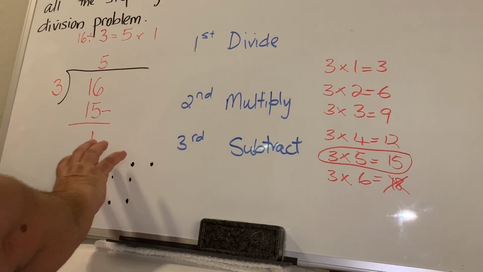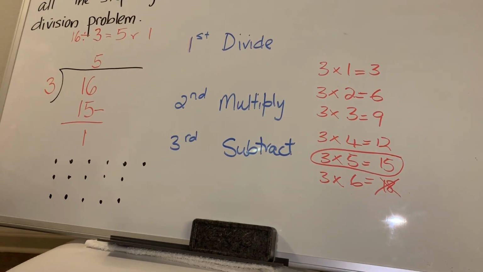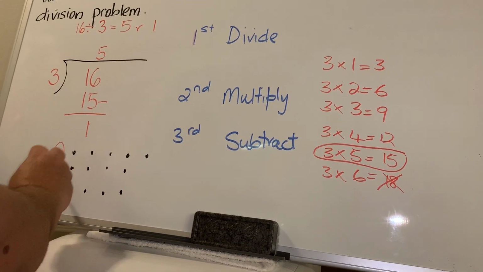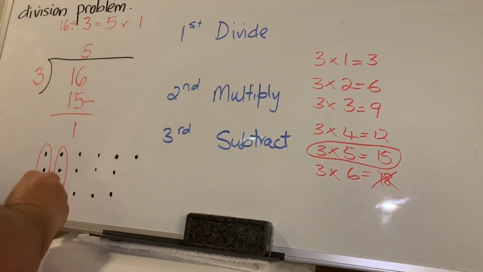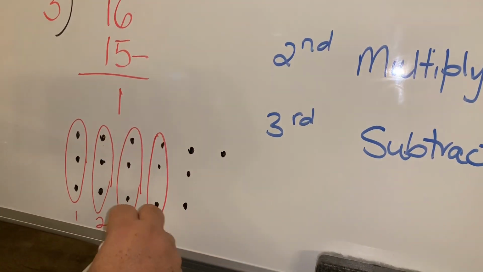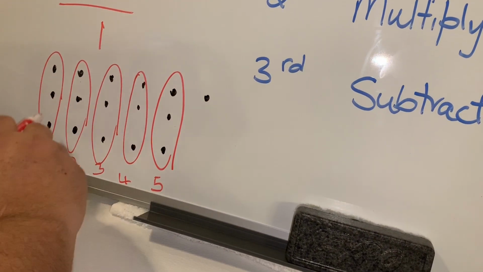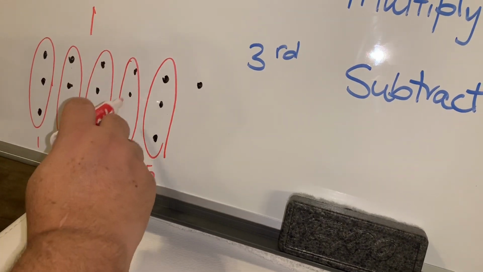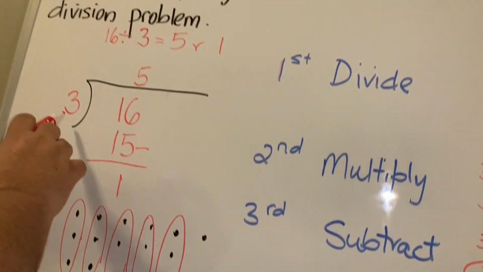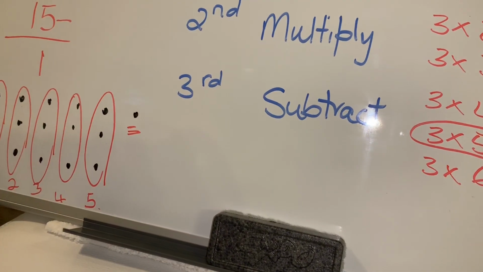Now guys, I don't need you to do the picture form. I'm using the picture form to make you understand what we're doing. We're doing this. 1 set of 3 comes out. 2 sets of 3 come out. 3 sets of 3 come out. 4 sets of 3 come out. 5 sets of 3 come out. And that's 15. When we take 5 sets of 3 out, we've used up 15 and we have 1 remaining.